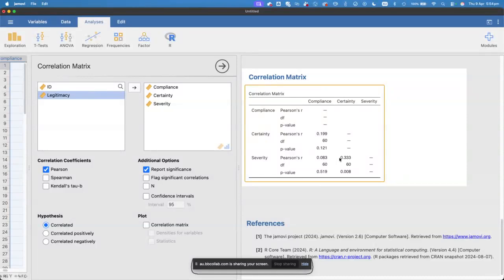And then when we look at the p-values, we see it's greater than 0.05 for certainty and compliance, so it's not significant. Greater than 0.05 for severity and compliance, so not significant. And it's less than 0.05 for severity and certainty, so it's significant there. So we see a significant positive correlation between severity and certainty. The other two are non-significant. Right? So that's the key takeaway there.